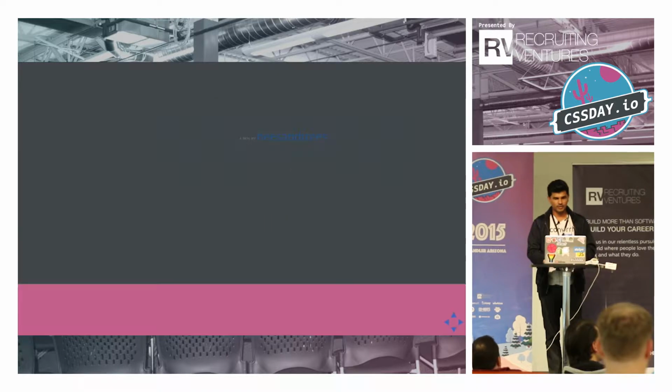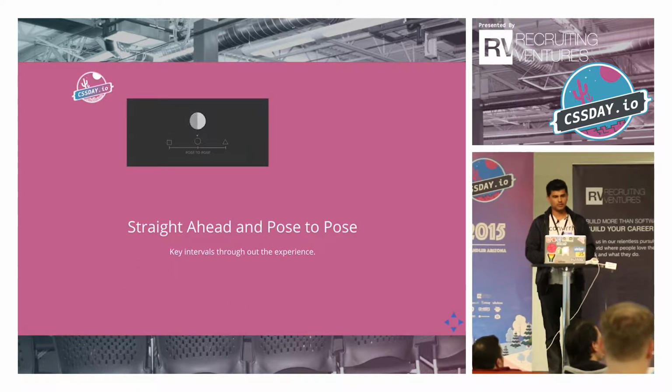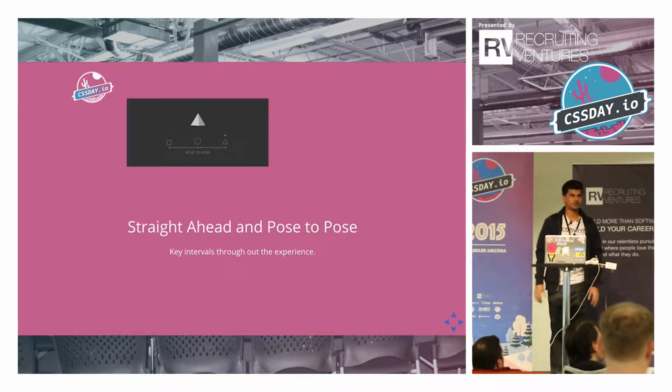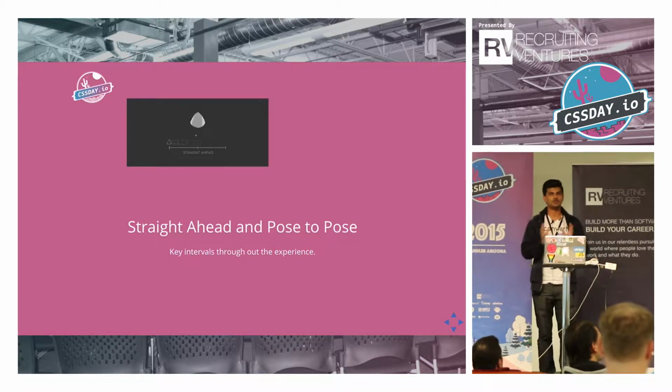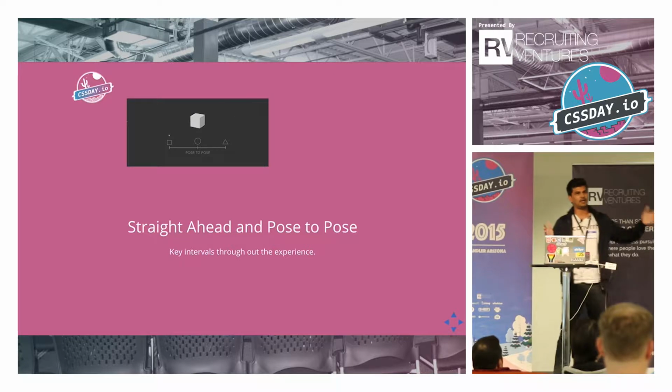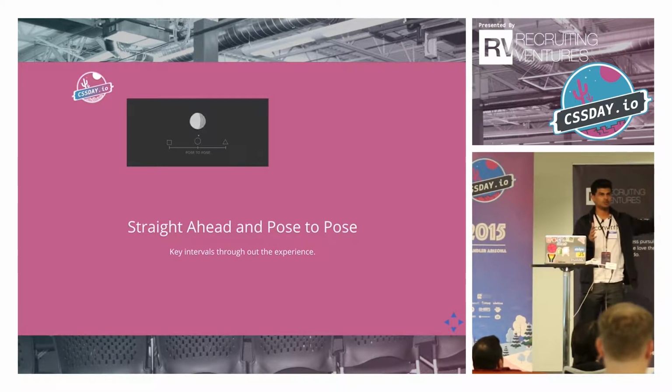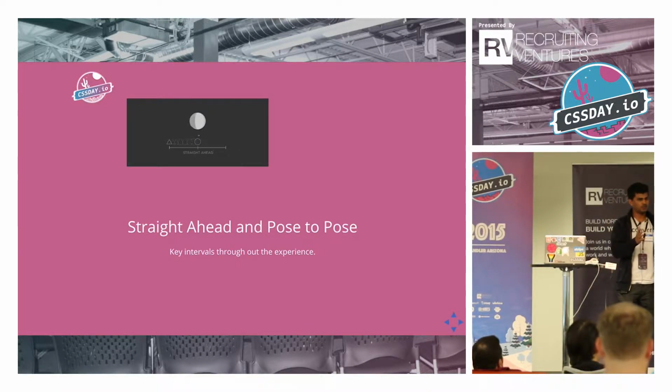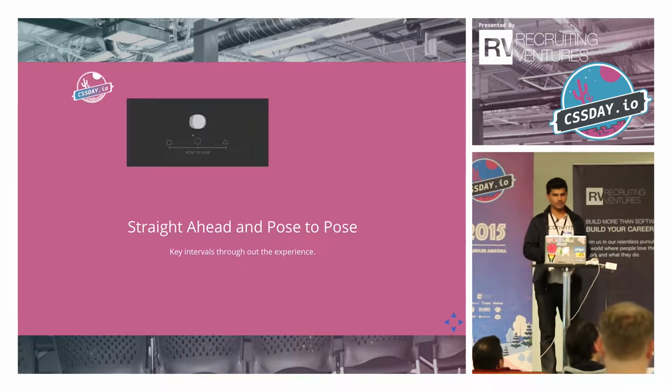The next one was straight ahead and pose to pose. Straight ahead and pose to pose are two different things. Straight ahead means taking a timeline and putting certain objects throughout the whole timeline and creating an animation that goes from one stage to the other to the other. I have a really great example for this that was done purely in CSS. I can't wait to show that to you.